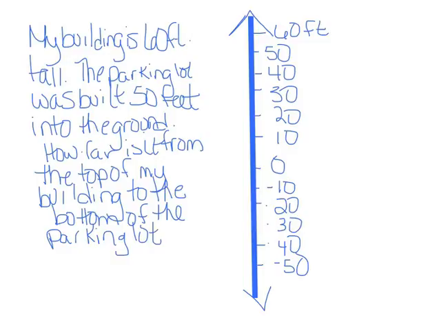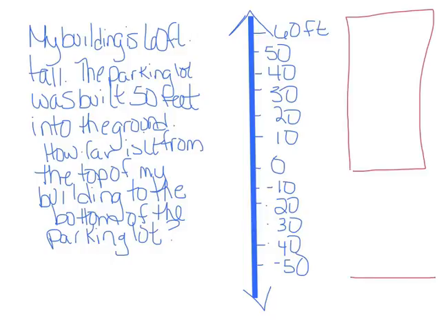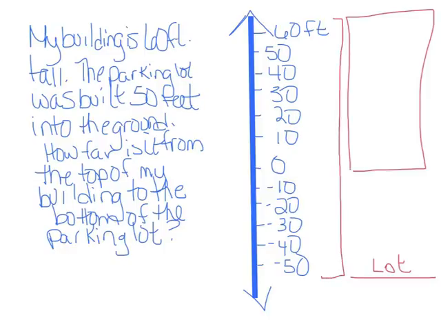Okay, so what we are facing here is looking at our building is up here. Okay, this is where our building is. It is 60 feet above the ground. Okay, there is my building. The parking lot is way down here, built way down here at -50. I want to know the distance between the very top of my building to the bottom of my parking lot. So I'm talking about a distance that covers from 60 feet above the ground to 50 feet under the ground.